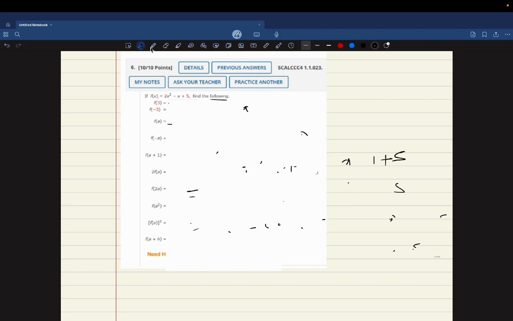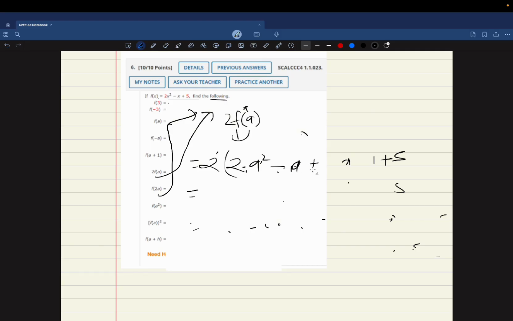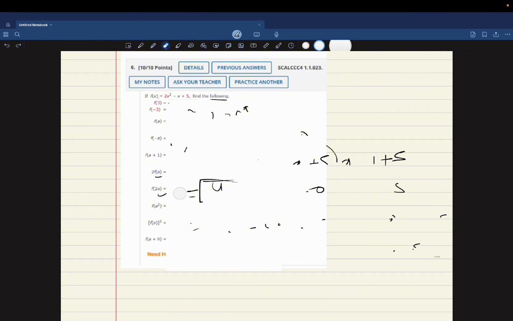Okay, so here you can see, it will be 2 and then f of a, which will be same as above, so it will be 2 times (2a squared minus a plus 5), and then 2 times 2 is 4a squared minus 2 times a is 2a, and then plus 2 times 5 is 10. So this is our answer. Now I also remove it.